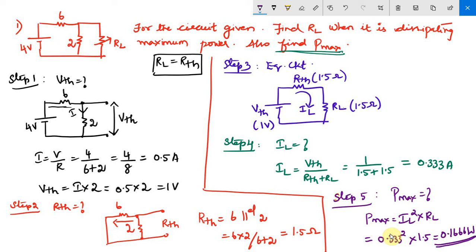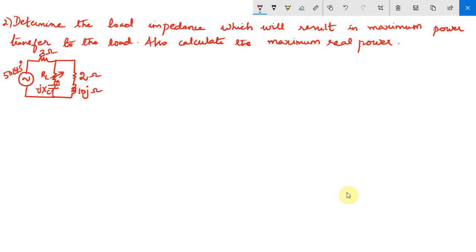In this problem, they have asked what is RL and what is Pmax. So RL is going to be 1.5 ohm, which is equal to RTH, and Pmax is going to be 0.1666 watt. So the next problem is: determine the load impedance which will result in maximum power transfer to the load. Also calculate the maximum real power. In this problem the source is AC, so it comes under AC circuit. The condition for maximum power transfer under AC circuit is that the load impedance is equal to the complex conjugate of the source impedance, or Thevenin's impedance.